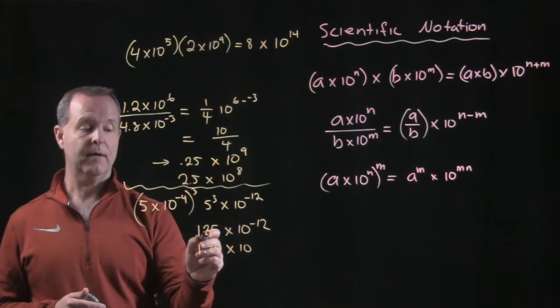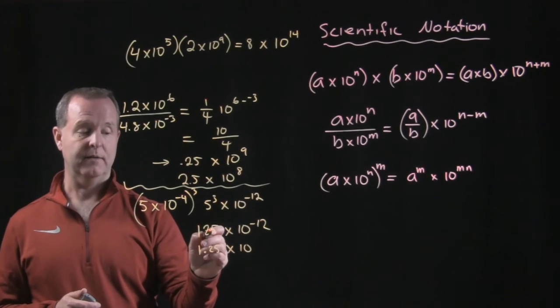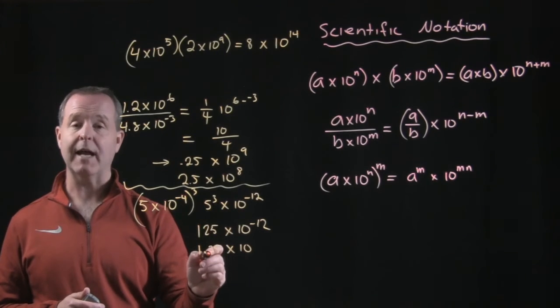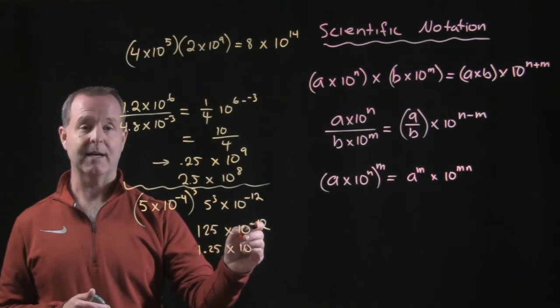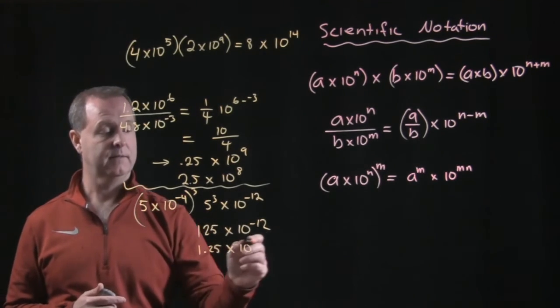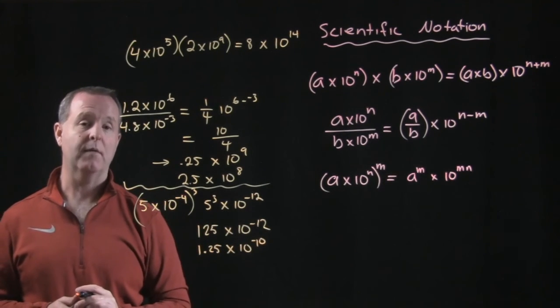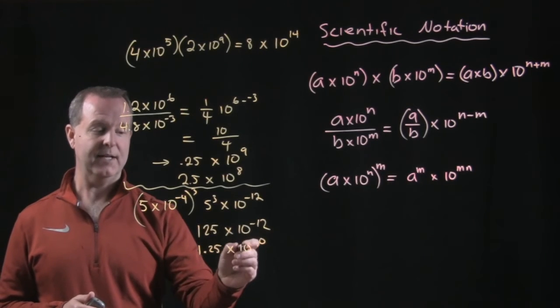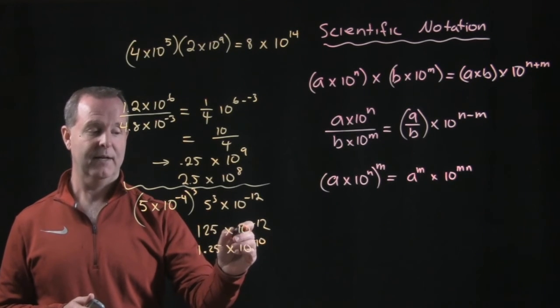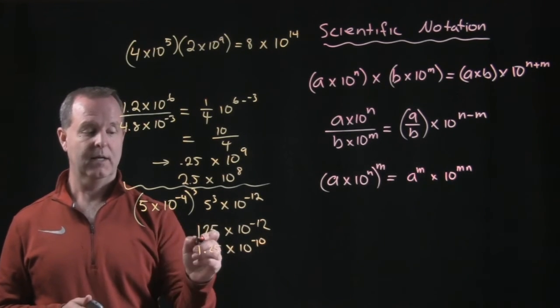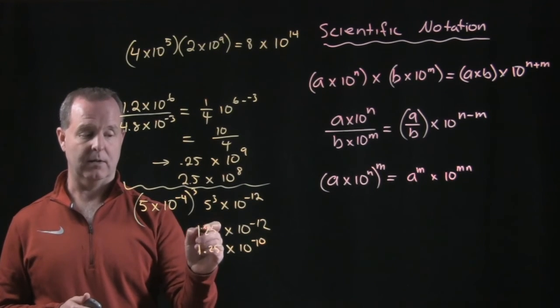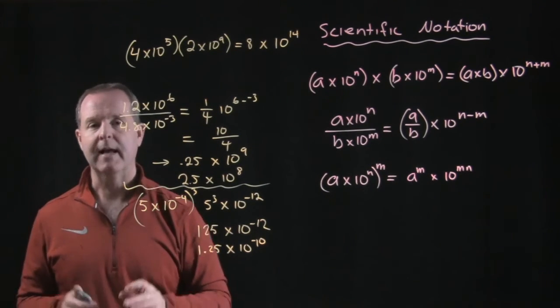I made this number 100 times smaller. So I need to make this number 100 times bigger, which makes it go from negative 12 to negative 10. 10 to the negative 10 is 100 times bigger than 10 to the negative 12. 1.25 is 100 times smaller than 125.